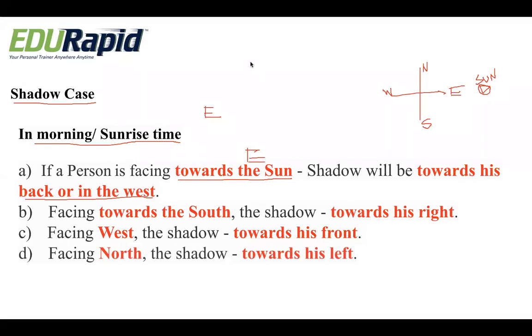So if the person is facing north, what happens during sunrise time? In the morning time, if the person is facing north, the shadow will be towards his left because the sun is rising here. If he is facing north, the shadow will be towards his left, that is towards west.